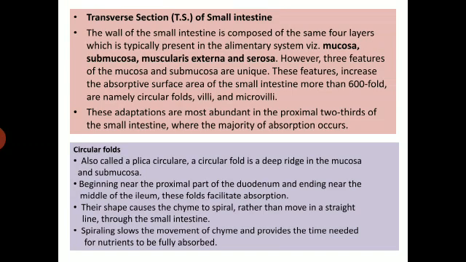Now the coiled tube of the small intestine is subdivided into three regions, from proximal at the stomach to distal at the large intestine. These are called duodenum, jejunum, and ileum. Which are these? Duodenum, jejunum, and ileum.